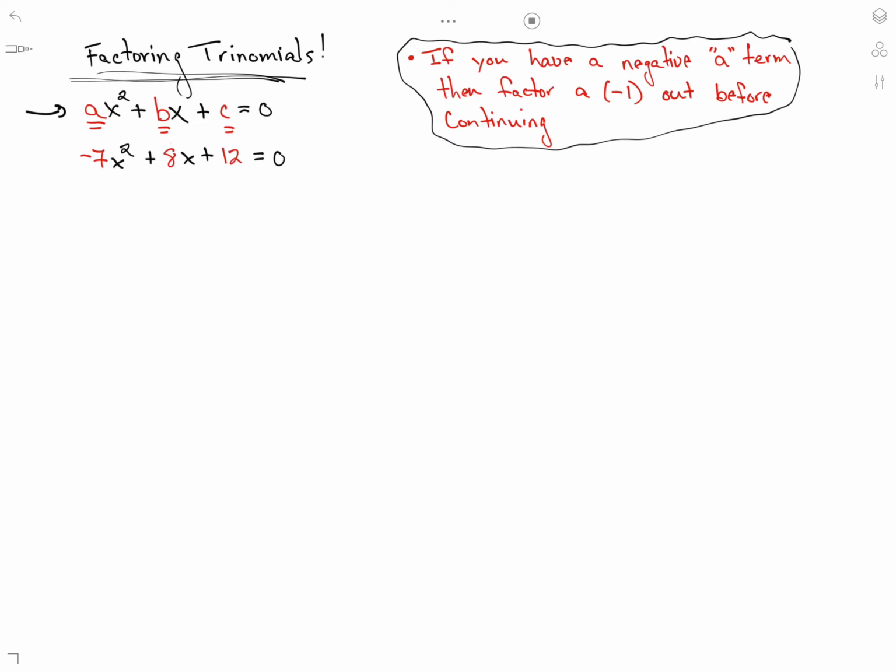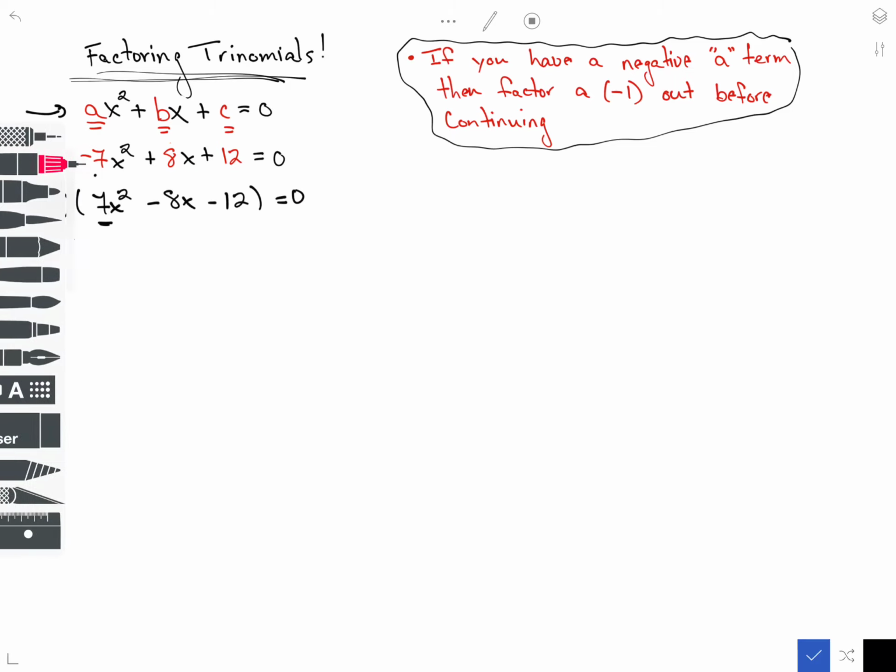The first thing I want to do is get rid of that -1 in front of my term. So I'll take a -1 out of everything inside of my equation. That's going to make this a positive 7x squared, a negative 8x, a negative 12, and it's all still equal to 0. Now I've got an a term that's positive, and I'm going to proceed the way I normally would.